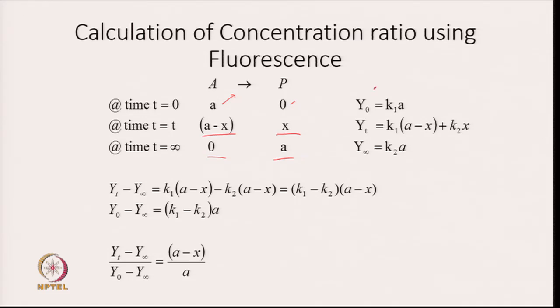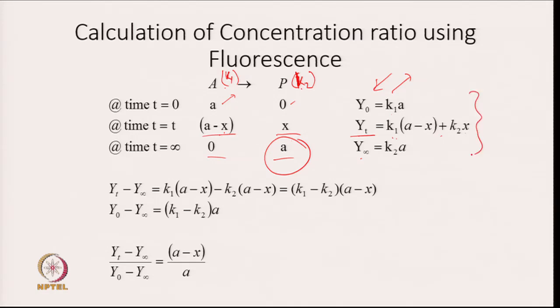Now, think of the spectroscopic signal. A spectroscopic signal will be given by K into A, where K1 is the spectroscopic signal due to 1 mole of A. So, Yt will be K1 into (A minus x) plus K2 into x, and K2 is your spectroscopic signal due to 1 mole of P, and K1 is the spectroscopic signal per mole of A. So, the total spectroscopic signal at time t will be K1 multiplied by (A minus x) plus K2 multiplied by x, and when t is equal to infinity, your signal will be only due to product, and so Y infinity will be K2 into A.